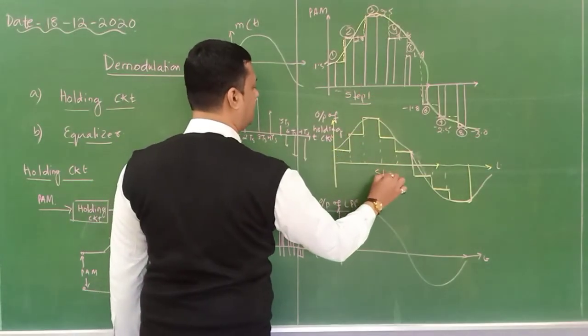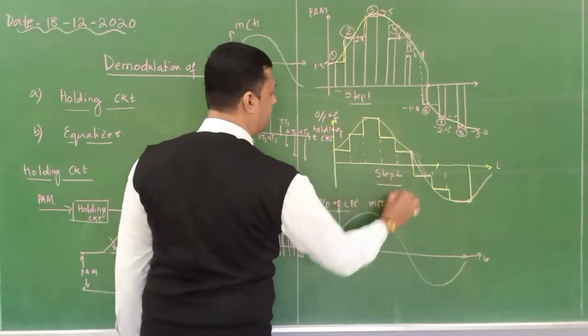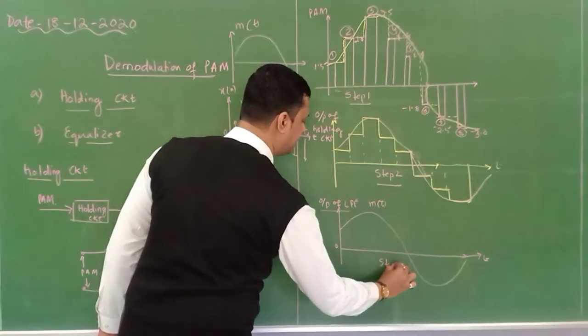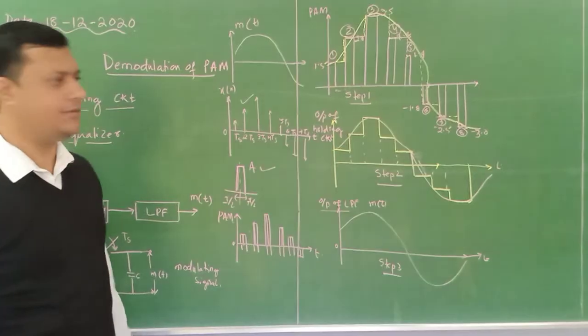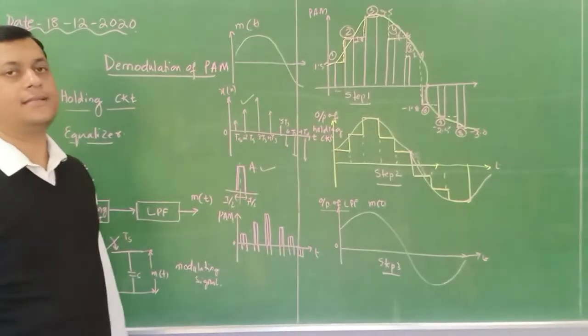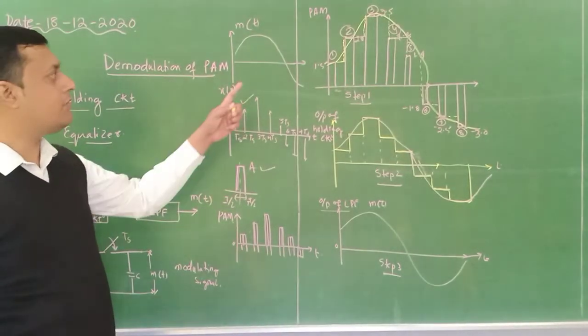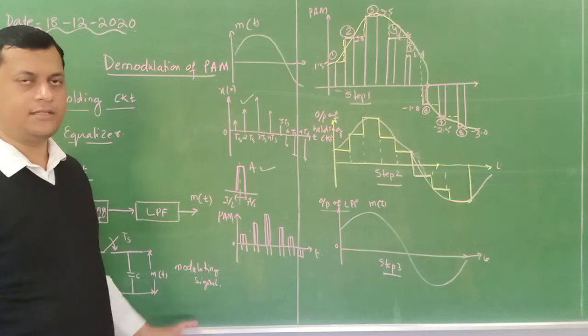This is step 2 and this is step 3. In step 3 we are getting the modulating signal with the help of what? With the help of this holding circuit. First it will hold the potential.